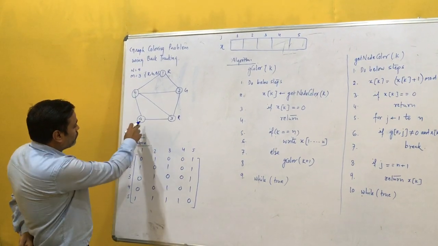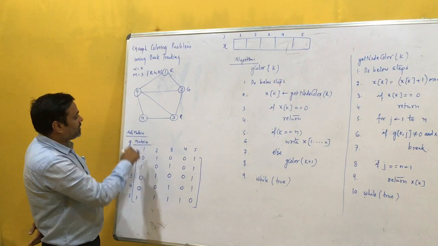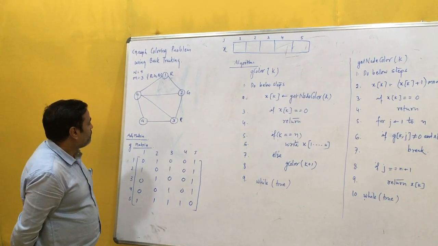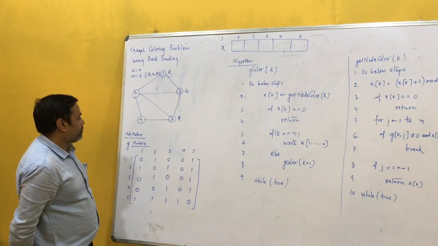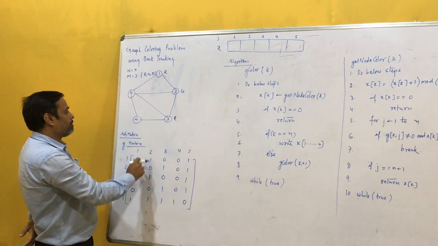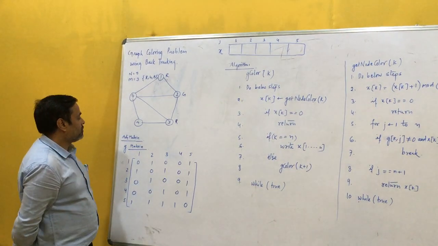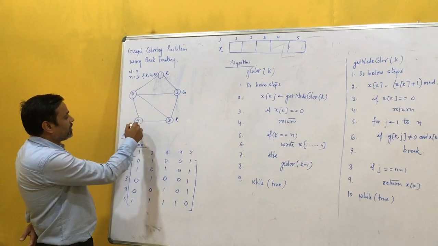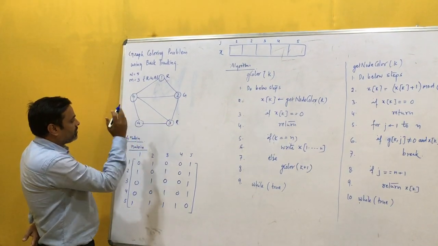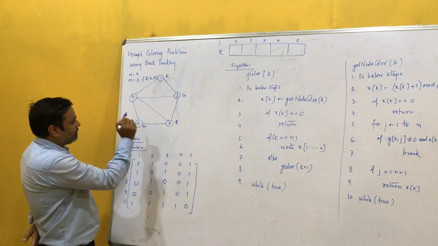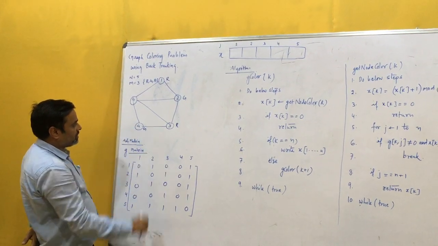Let us move toward the fourth node. The adjacent nodes of the fourth node are the third node and the fifth node. Third node is having red color, fifth node is not having any color. So other than red color, I can give any color. So I am providing green color again. Can I give green color? Yes, I can give green color.